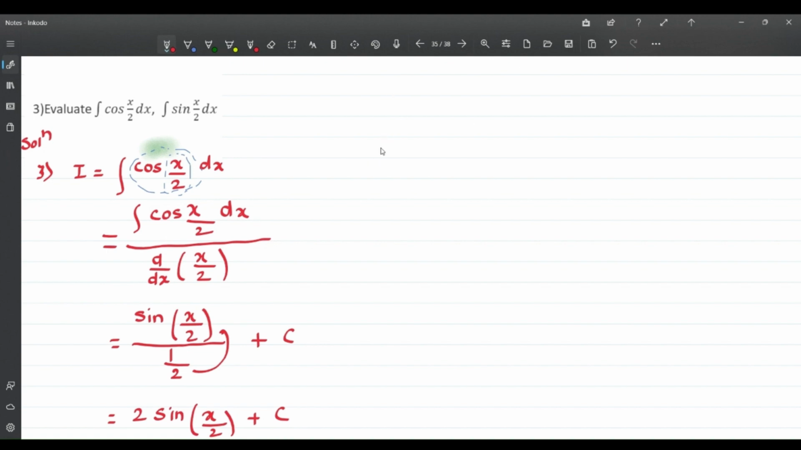This example is for 2 marks in the MSBTE exam.